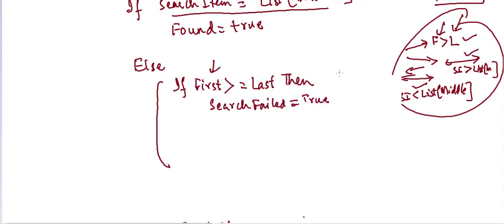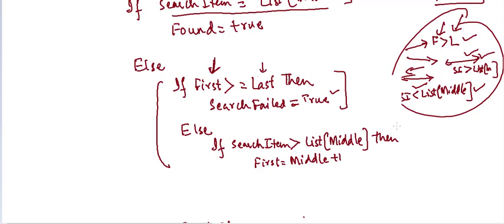Okay, so this first condition is doing what? It is telling us that if first becomes greater than or equal to last, that means we have searched through the entire array and our search has failed. That is why we have set search failed equal to true. Now if this is not the case, then we go into the else clause. In this else we have these two options: do we want to search in the forward half of the array or the lower half of the array?